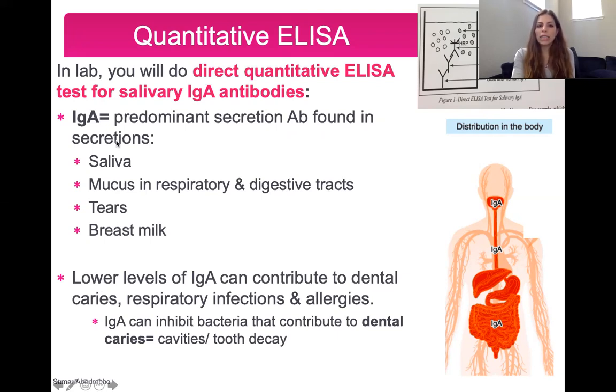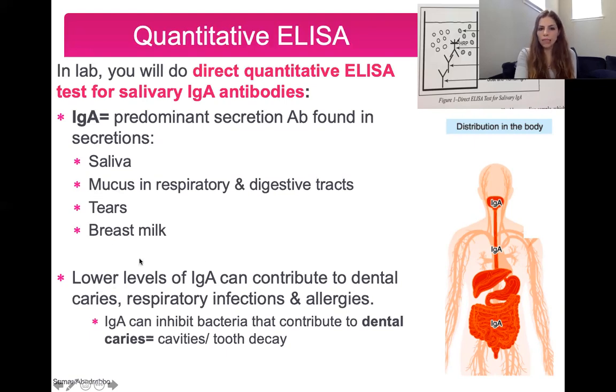And what IgA does is it protects you from pathogens. So that's what antibodies do. They protect you from pathogens. And this is the antibody that we see in secretion. Specifically, we see it in saliva. This is what you're looking for. So we see it in all these other things.